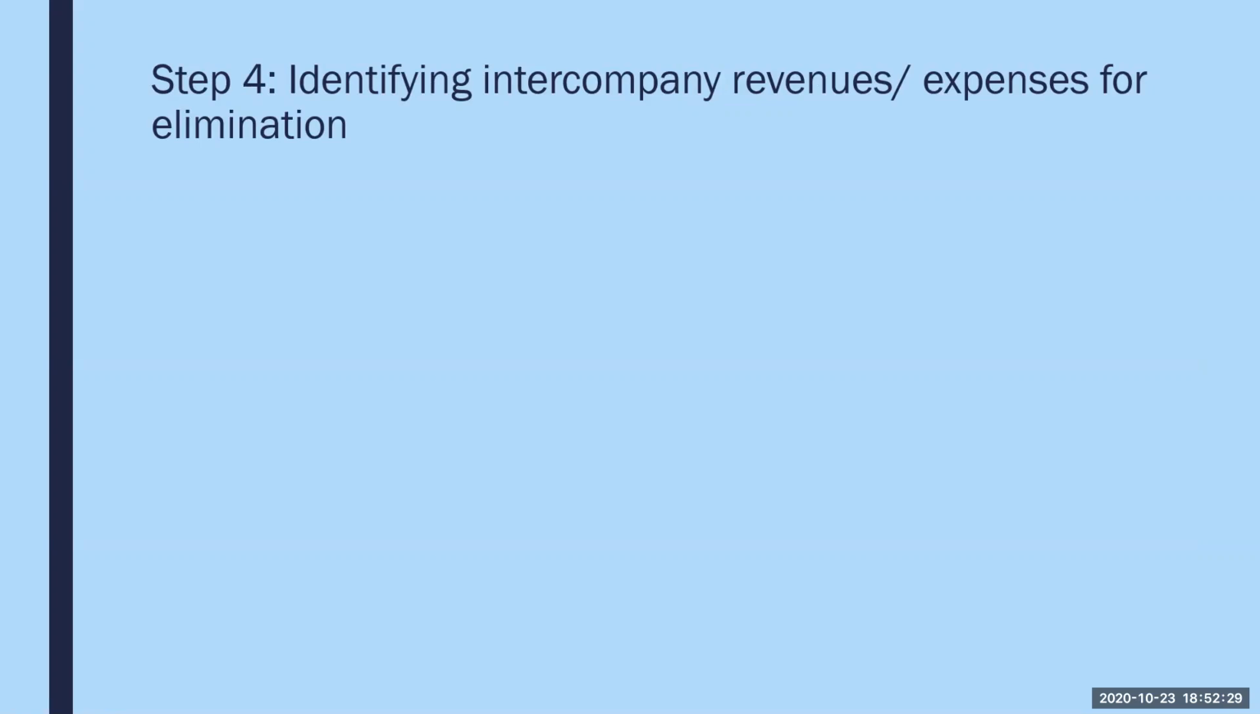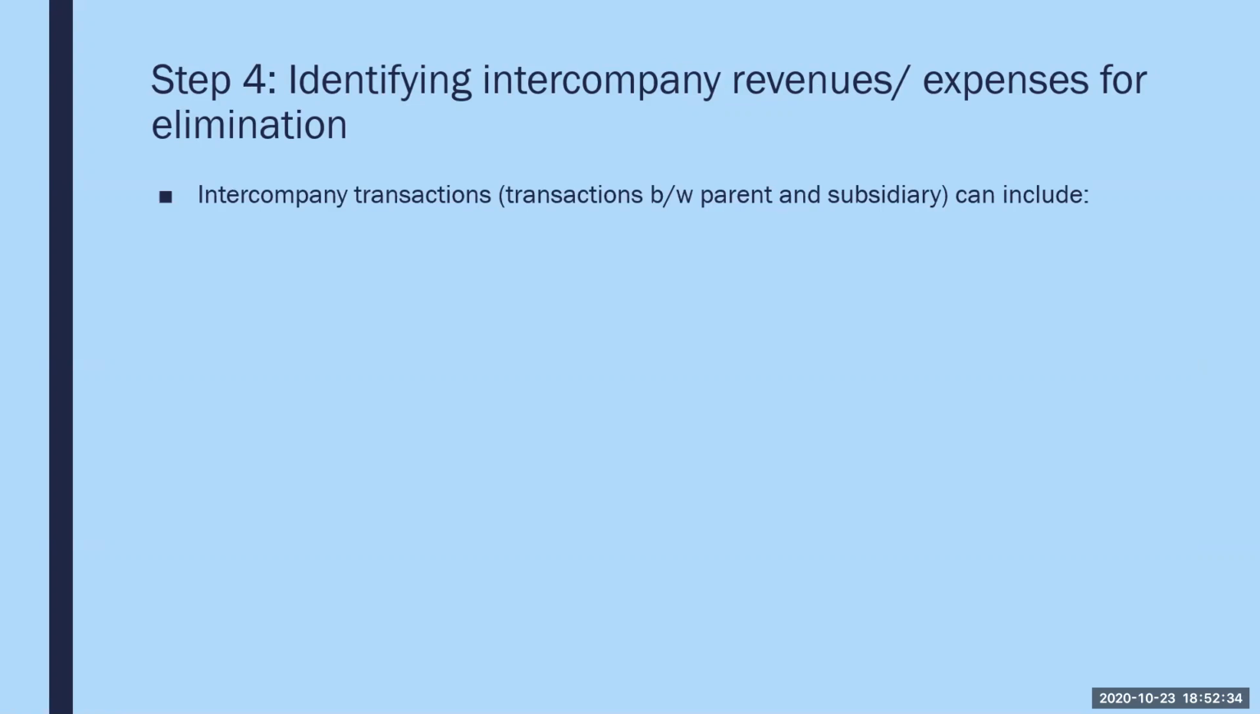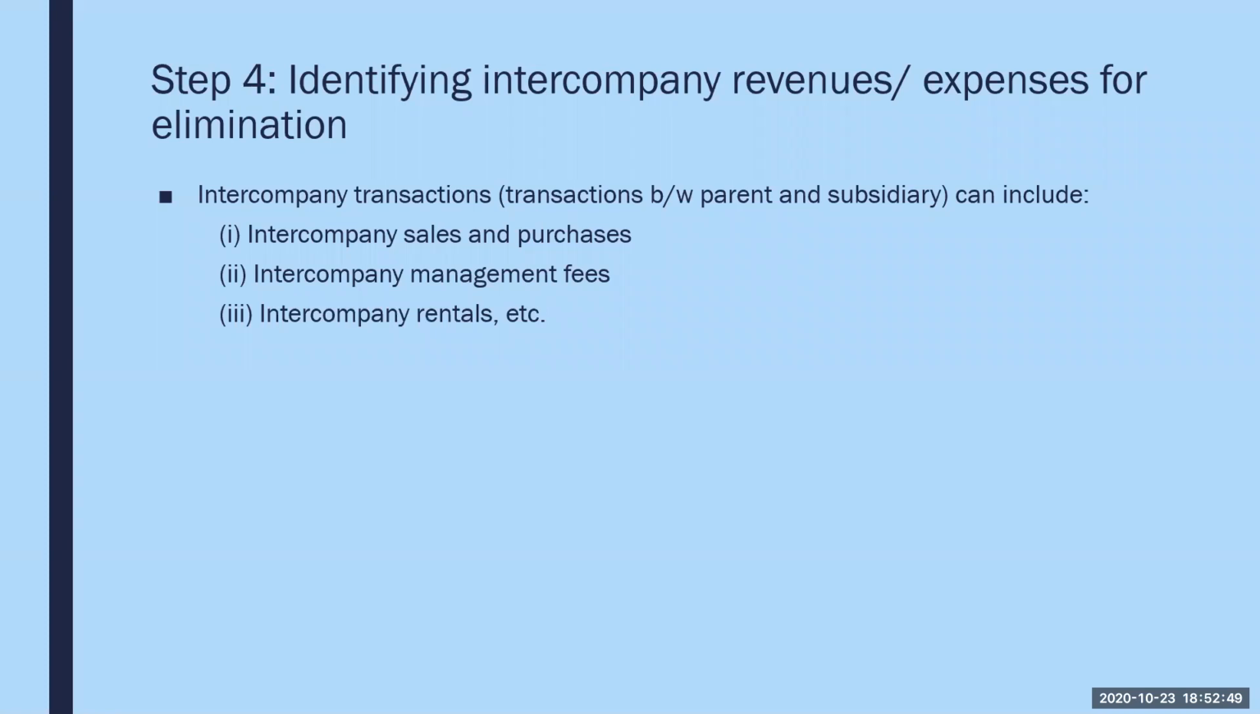Step 4, identifying intercompany revenues and expenses for elimination. So intracompany transactions are transactions that occur between the parent company and the subsidiary. These can include intracompany sales and purchases. They can include charging of intercompany management fees, intercompany rentals, royalties, interest on loans made between the companies, et cetera, et cetera. These transactions are eliminated when preparing the consolidated statement of comprehensive income.